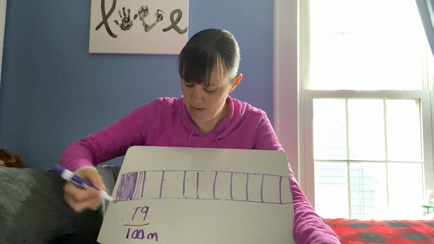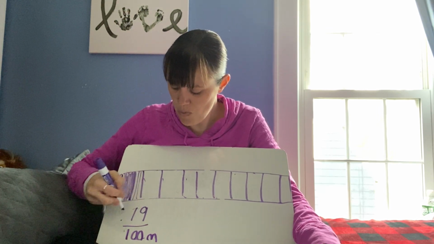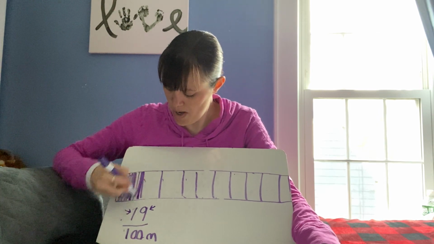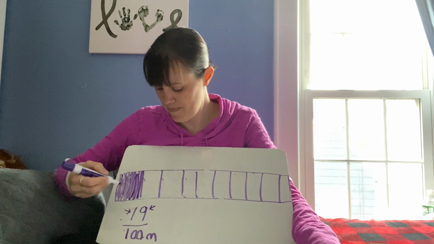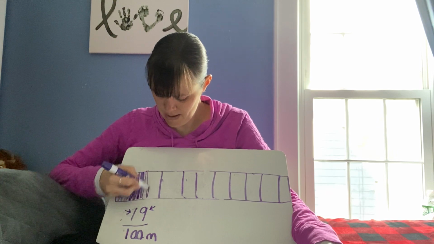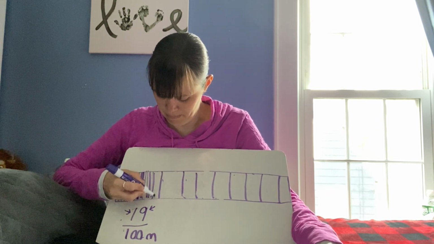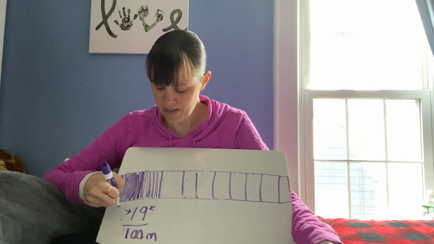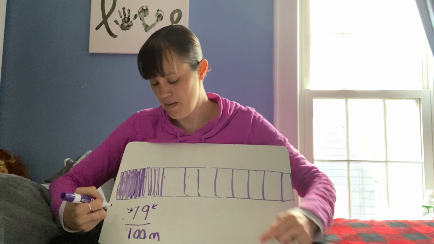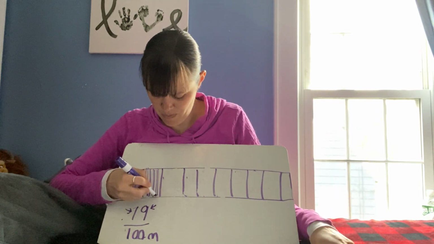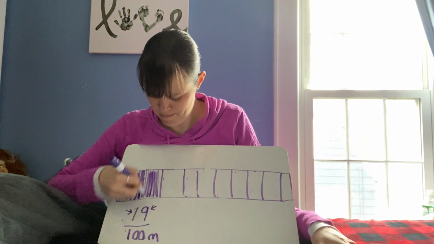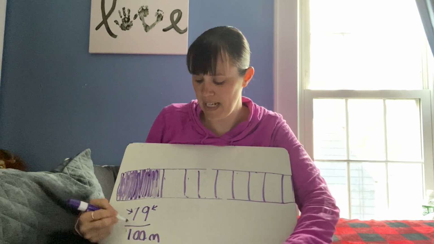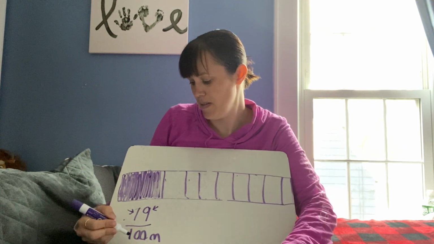19/100ths of a meter, okay? This has 1 10 and 9 1s. That means we color in 1 10, and now we have to break this. That's terrible. Into 10 parts. Because remember, if we're at 100, that means they're each worth 10. And we color in 9 of them. And there is our 19/100ths.